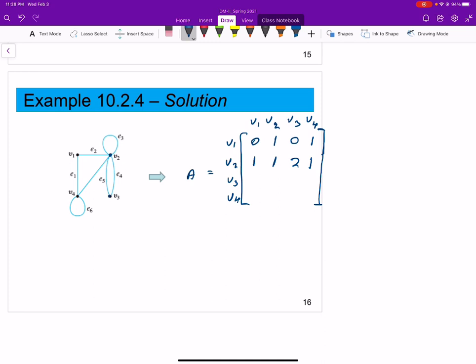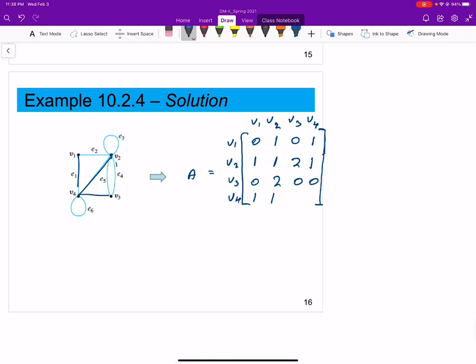And then go to the third vertex. From V3 to V1, no. From V3 to V2, yes, 2. Sorry, V3 to V3, no loops in V3. So V3 to V3 is 0 and V3 to V4 is 0. Now we are moving to the next vertex, which is V4. From V4 to V1, yes, there's 1. V4 to V2, there's 1. V4 to V3, no. And V4 to V4, yes, there's 1. Okay, this is the corresponding adjacency matrix.